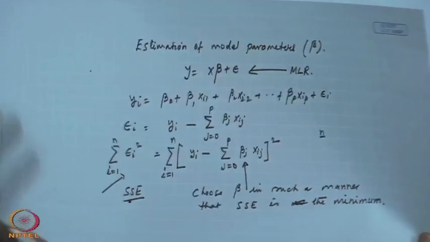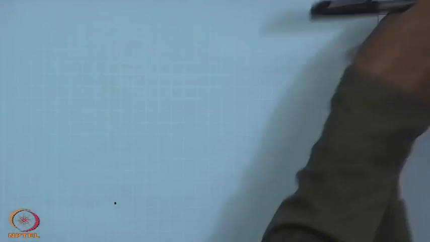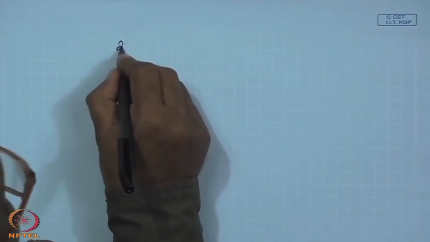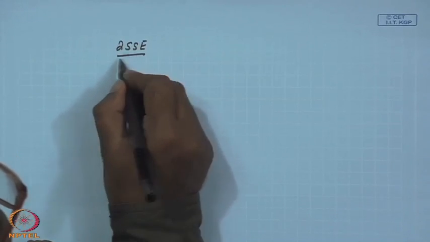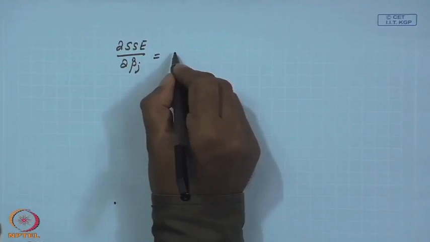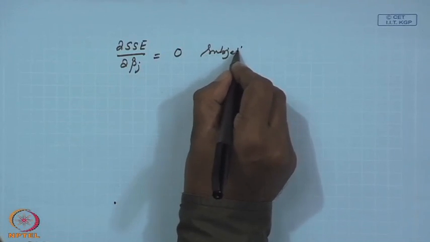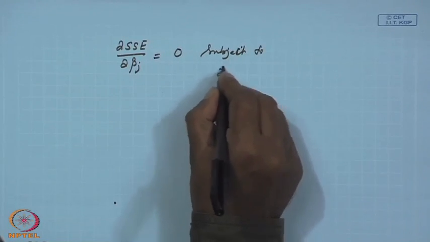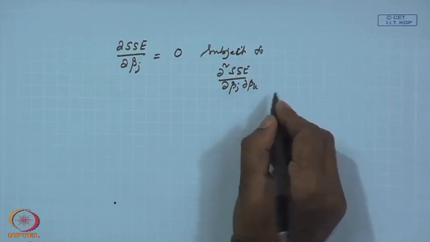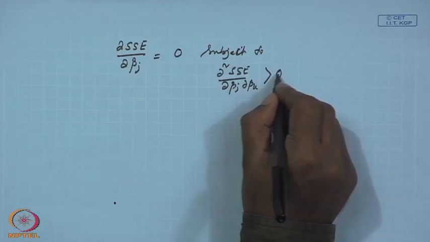You can do this very easily. We can write SSE also in some other way. You have to take the derivative, del SSE by del beta j, and put it equal to 0, subject to the condition that del square SSE by del beta j del beta k is greater than 0, because it is a minimum case.